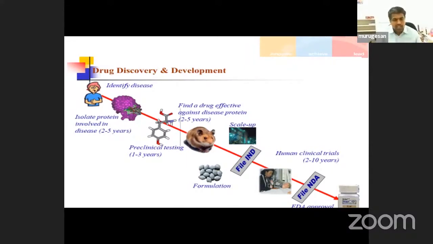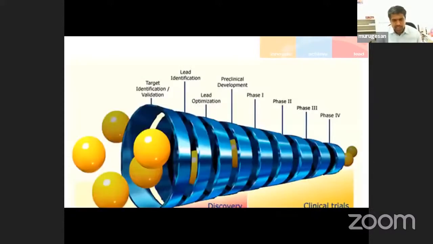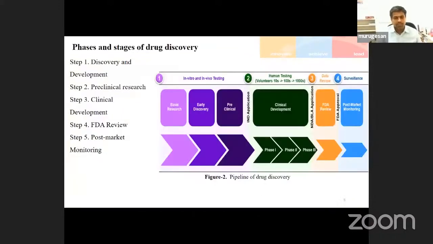These are all the regular routine processes. Initially target identification and validation, followed by lead identification and optimization. Once the lead has been optimized, it goes to preclinical development in animal studies. Then it enters the clinical developmental phase, which consists of 4 phases: phase 1, phase 2, phase 3, phase 4. After that it comes into the market, that is post-marketing surveillance.